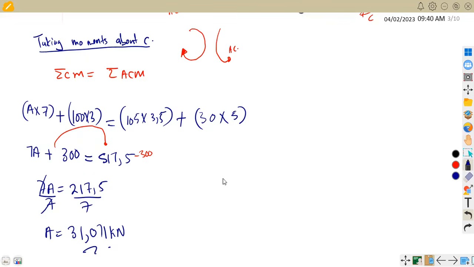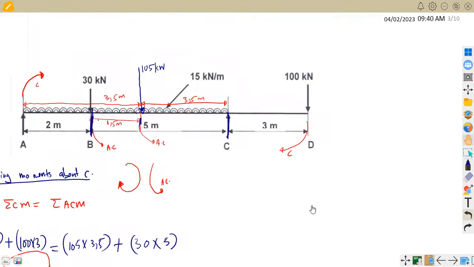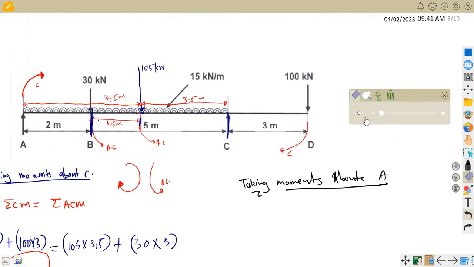All right, so we have got the force at point A, which is a support. We can use the moments now about A to calculate for C. So we are going to work with moments this time, taking moments about A. Depending on your formula, let me just remove some of these things because we no longer need this part here, and also this one, and also this one.